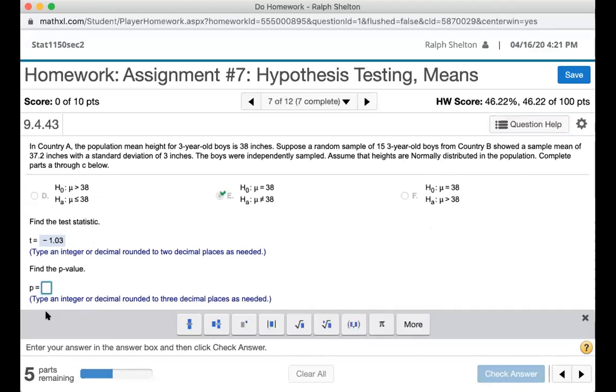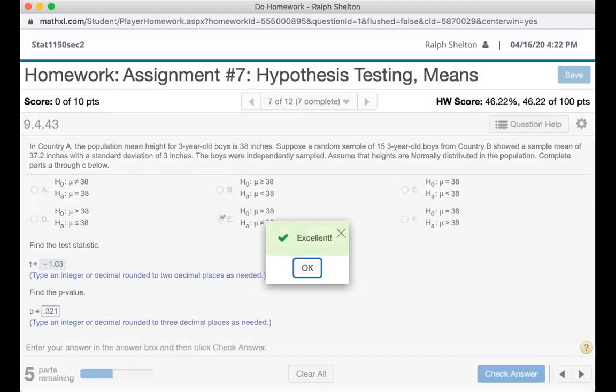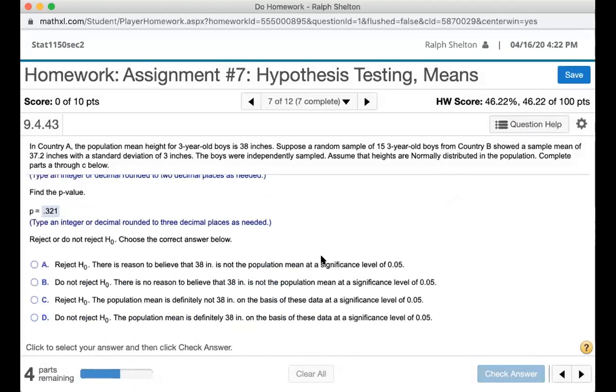So the p-value I got was 0.3205. And how many decimals does it want? It wants 3 decimals, so 0.321. Okay. Now we could have got that another way. We could have done the hypothesis test, and it would have given us that in the report, right? And actually we did that before. I can't remember if we did the hypothesis test on this problem or not.